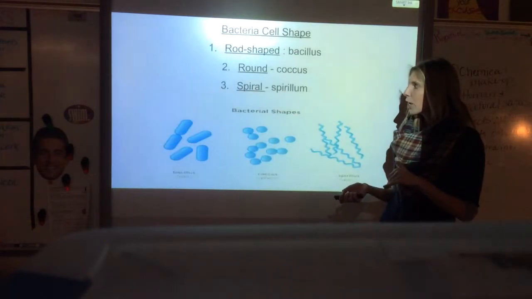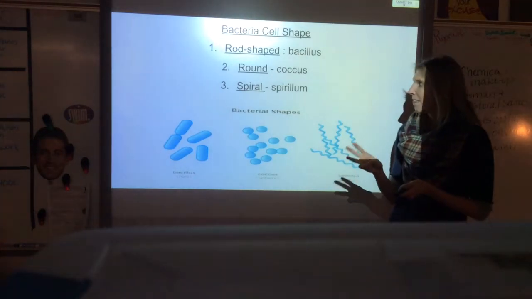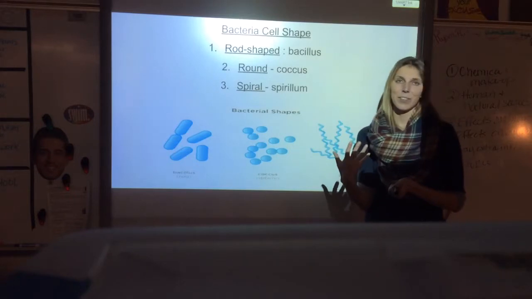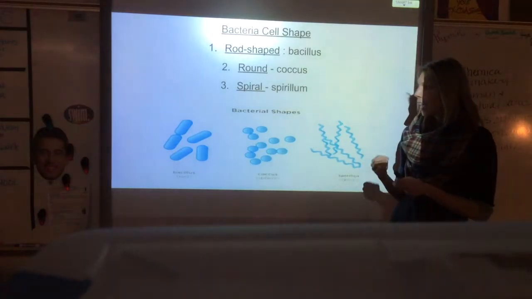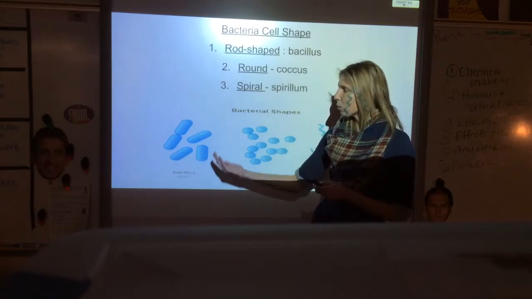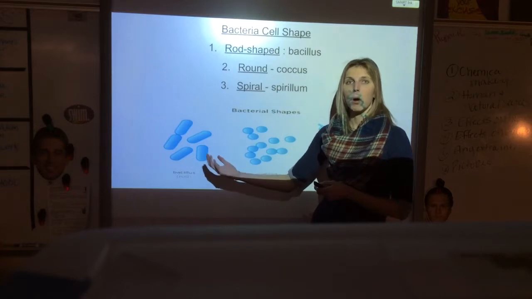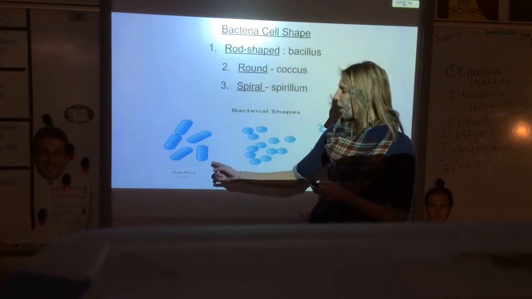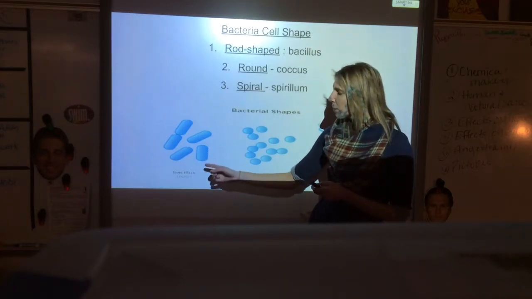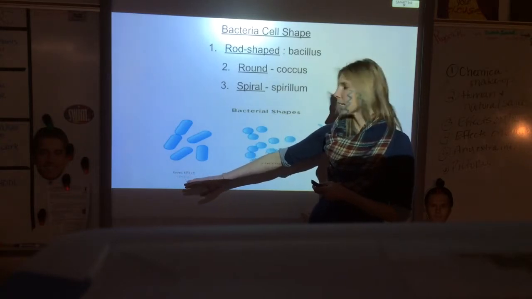To look at the shapes then, bacteria comes in three different types of shapes, and they also have scientific names for those shapes. So if bacteria comes in kind of a rod-like shape, it almost looks like some medicine or a multivitamin that you would take every day. If it comes in this particular shape, it is called bacillus. That is the scientific name for those rod-shaped bacteria.